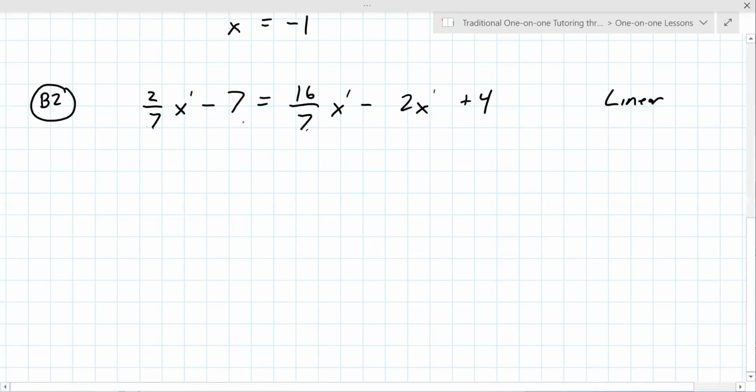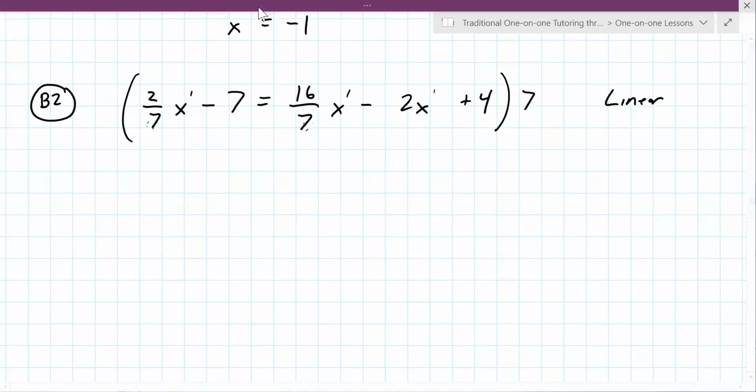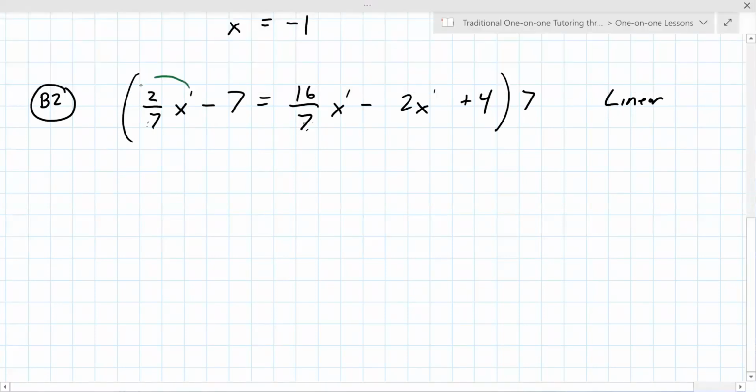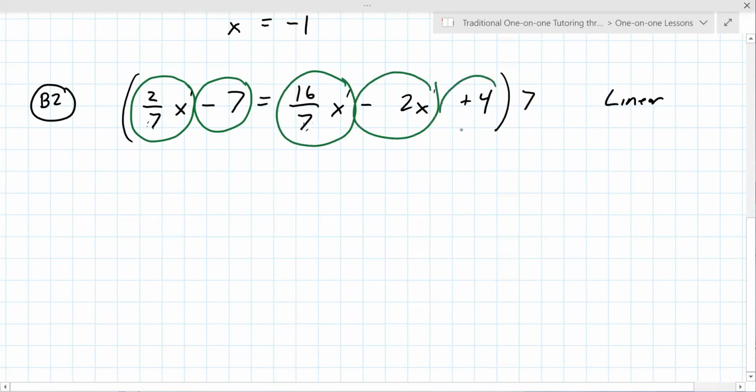Okay, what is in the denominator of both of these fractions? 7. Since it's the same, we can multiply everything by 7. Okay, but that means we're literally multiplying everything, and I'm going to circle it in green. We're multiplying this by 7. The next thing there in blue by 7, and green by 7. This by 7, this by 7, and this by 7. All of those are being multiplied by 7.